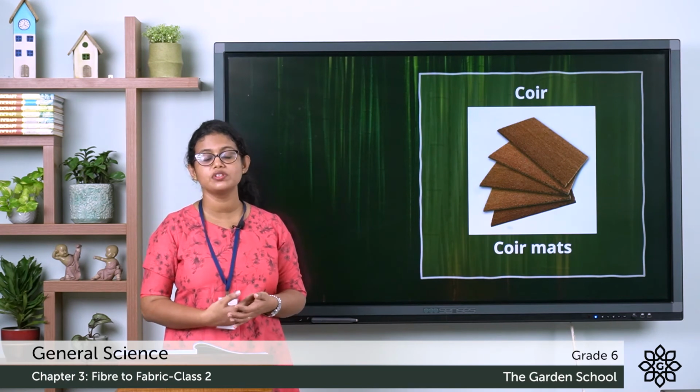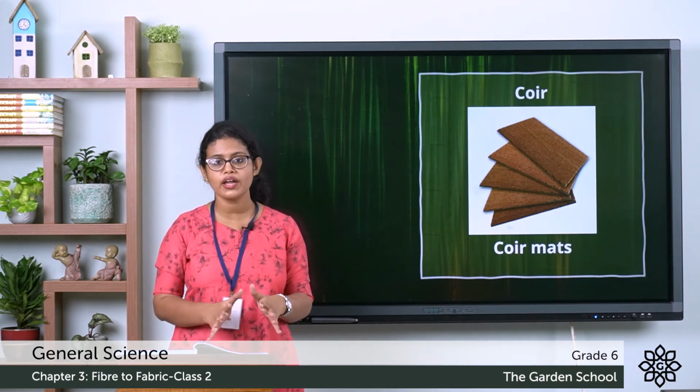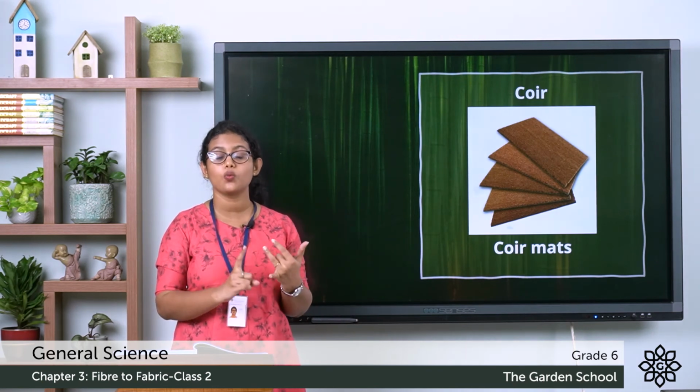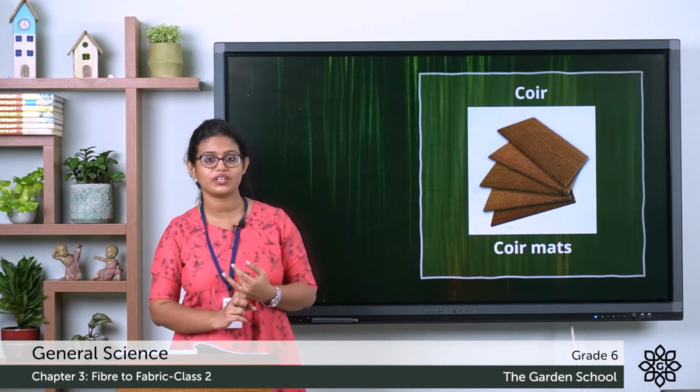So coir fibre is obtained from the outer covering of coconut. It is strong and rough. So white coir fibre is obtained from unripe coconuts.